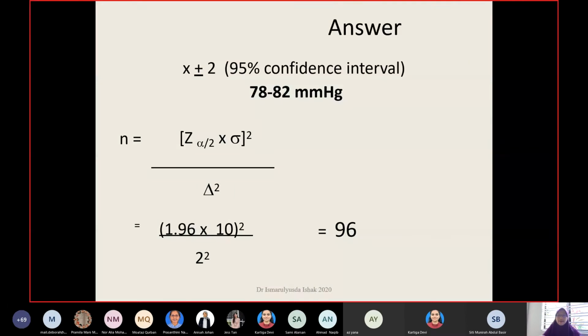Easy. You can answer it already. 1.96 squared times 10 squared divided by 2 squared. So this is your sample size. What I can say is that I am 95% confident that by using this sample size, 96 samples, my result will be within plus minus 2 of the population mean, which is 78 to 82 millimeter mercury.